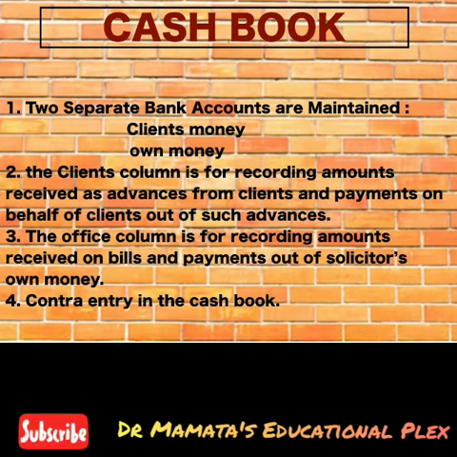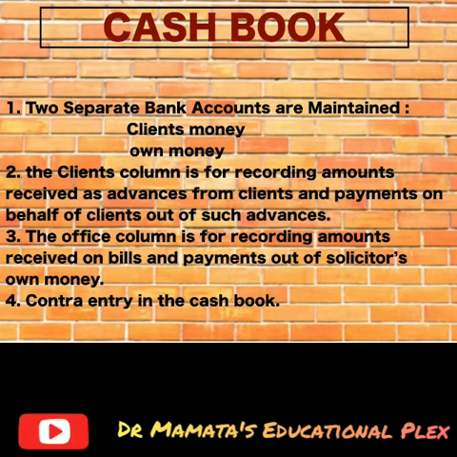The client's column is for recording amounts received as advances from clients and payments on behalf of clients out of such advances. It may be noted that money received from clients on account of bills is not client's money. It is the solicitor's money. Therefore, it will not be recorded in the client's column. The office column is for recording amounts received on account of bills and payments out of the solicitor's own money.